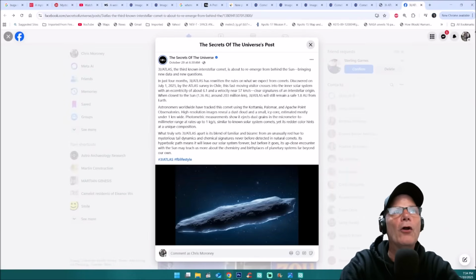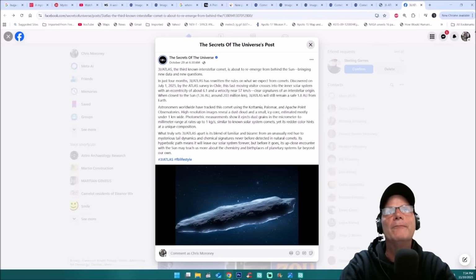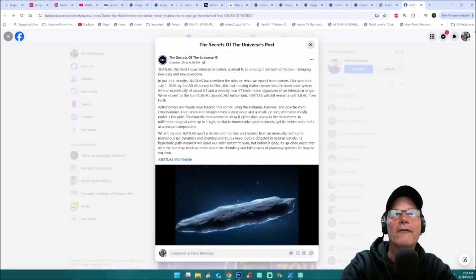3I Atlas, the third known interstellar comet, is about to reemerge from behind the sun, bringing new data and new questions. In just 4 months, 3I Atlas has rewritten the rules on what we expect from comets. Discovered on July 1st, 2025, by the Atlas Survey in Chile, this fast-moving visitor crosses into the inner solar system with an eccentricity of about 6.1 and a velocity near 57 kilometers per second. Clear signatures of interstellar origin.